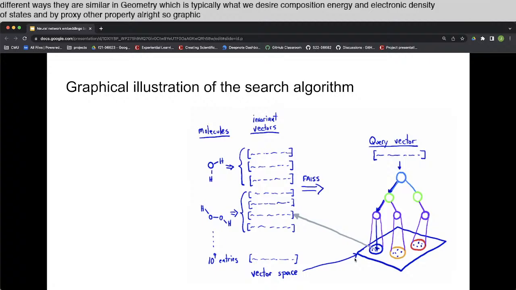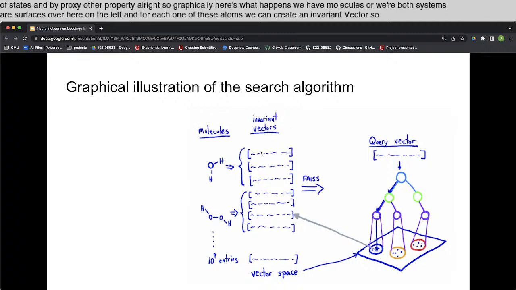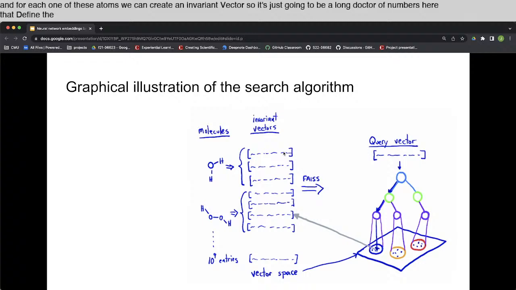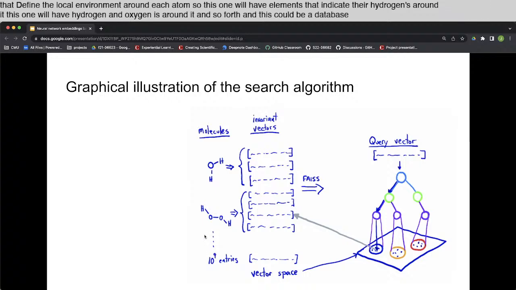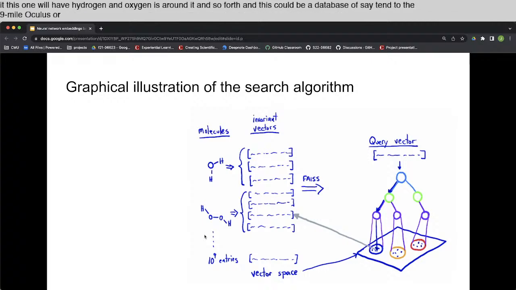All right, so graphically, here's what happens. We have molecules or bulk systems or surfaces over here on the left, and for each one of these atoms, we can create an invariant vector. So that's just going to be a long vector of numbers here that define the local environment around each atom. So this one will have elements that indicate there are hydrogens around it. This one will have hydrogens and oxygens around it, and so forth. And this could be a database of, say, 10 to the 9 molecules, or many bulks and systems. And so we get a set of vectors for all of these atoms.